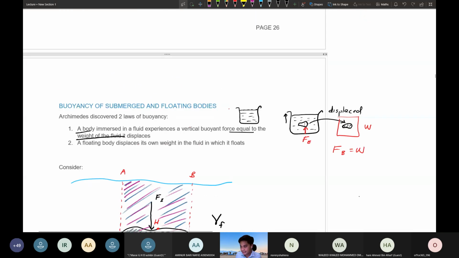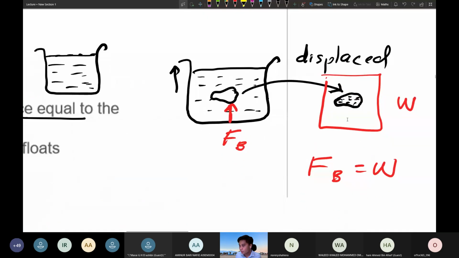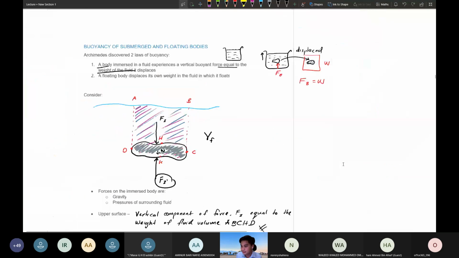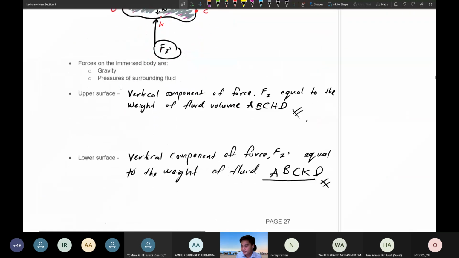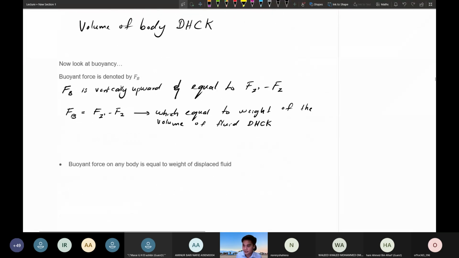All right. Like I explained with this concept, can you see? Once you try to immerse one body, you can see the water fill up, going up, and this hole will be displaced with this rock, and you can see this is the fluid. And this fluid has weight. So this weight is actually equal to the buoyancy force. So buoyancy force, okay.